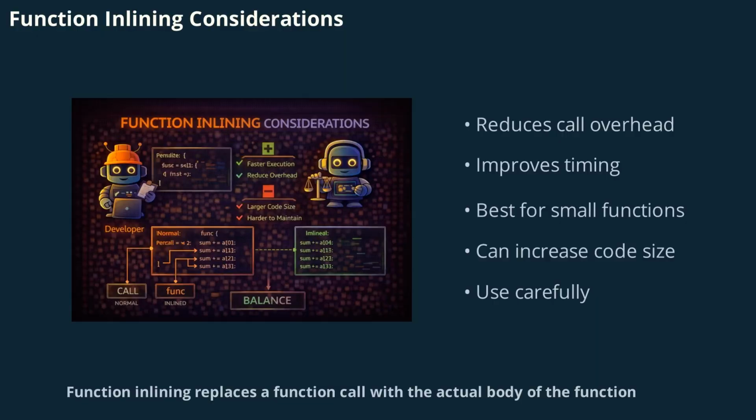Function inlining replaces a function call with the actual body of the function, reducing call overhead and potentially improving performance. It's best used for small, frequently called functions where timing is critical. However, excessive inlining can increase code size, so it's important to use this technique judiciously, especially in embedded systems with limited memory.